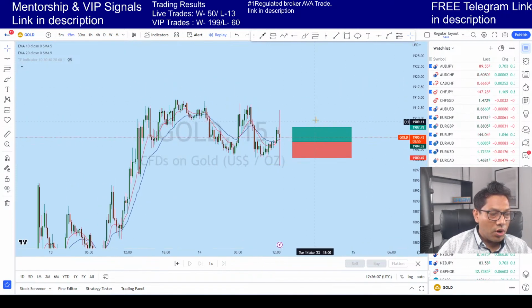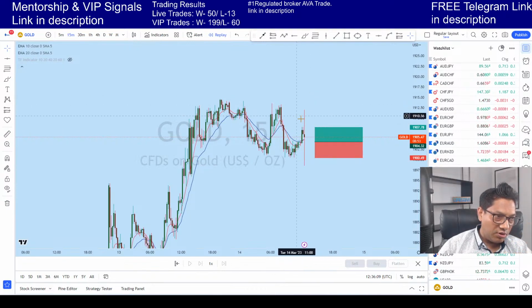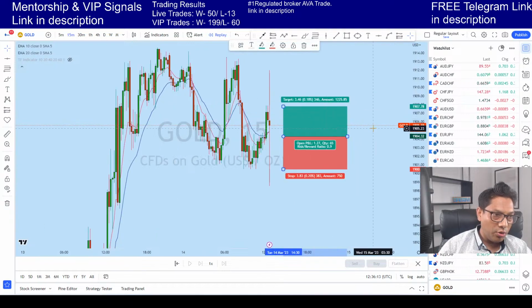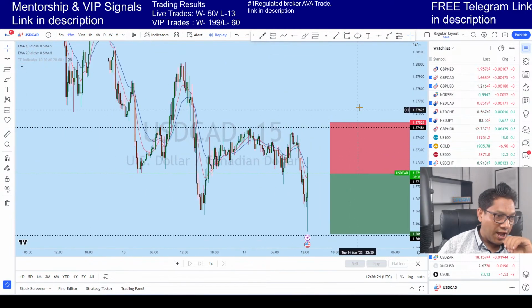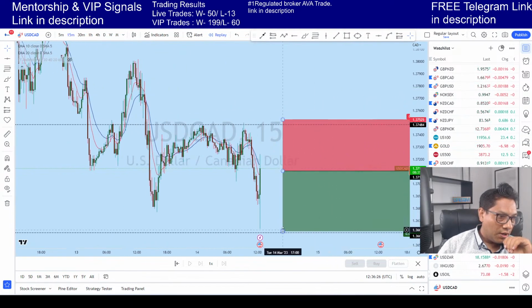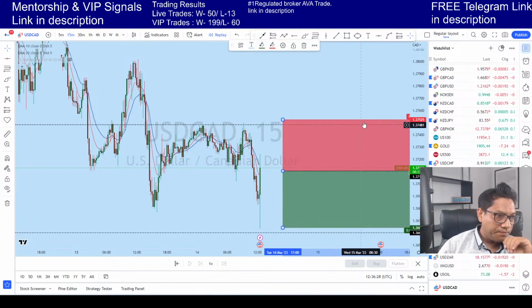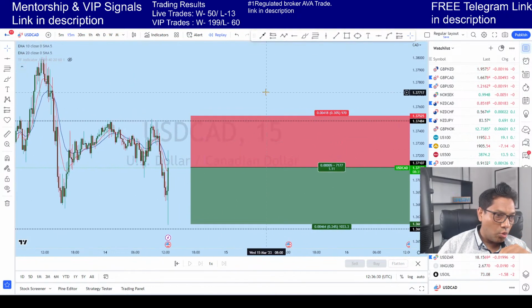What it is doing now is basically grabbing liquidity, and that's why we closed our gold trade with profit, which is almost one-to-one, because I knew that something was going to happen. And at the same time, the good news is that our USD/CAD trade we have also closed with a running profit, which is almost one-to-one.